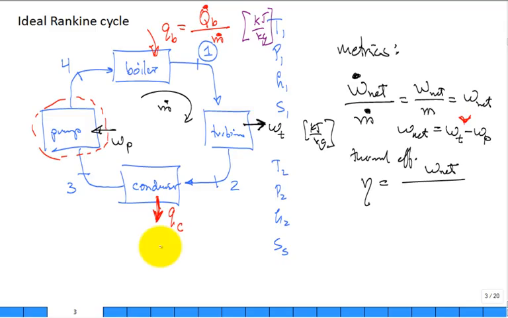So the thermal efficiency is what we desire over what it costs to run the system. What do we have to provide? What is costing us to run the system? It's called QB.